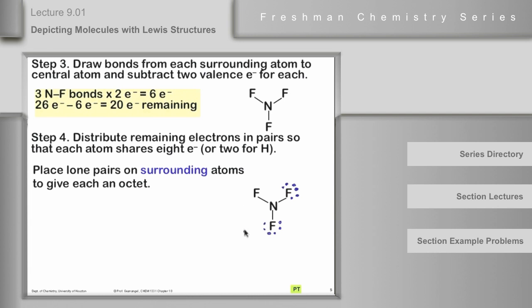6 more is 12. 6 more is 18. So then we have 20 electrons that we started with, minus 18 electrons, and that leaves 2 electrons left over. And all of the 3 fluorines have an octet, so we can't put any more electrons around them. You don't want to exceed an octet for a small atom like fluorine, so you end up putting those 2 electrons on nitrogen.